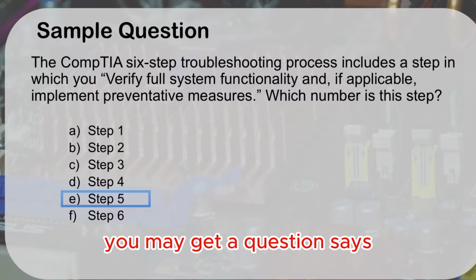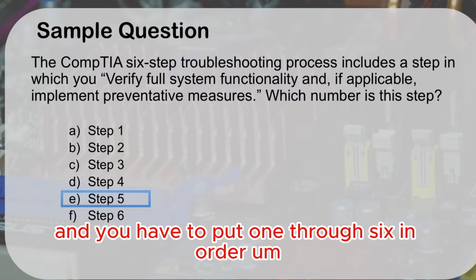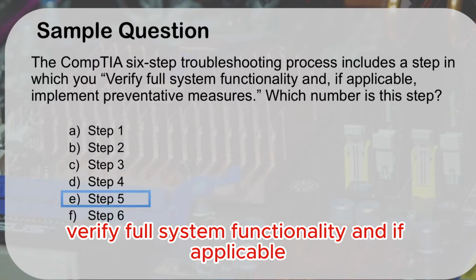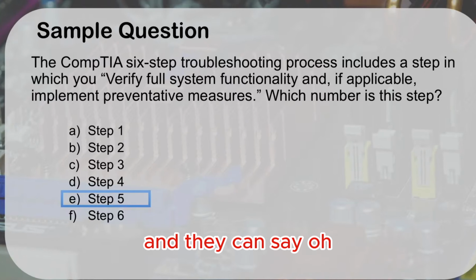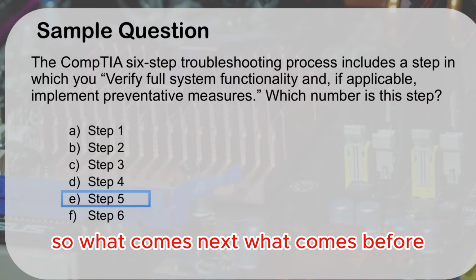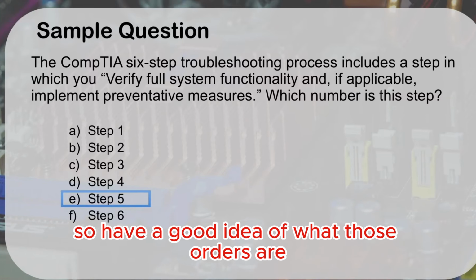You may get a question that says, put these steps in order. You'll have to put 1 through 6 in order. You may get, this is this step. What comes after verify full system functionality and, if applicable, implement preventive measures? And then you'd say, oh, that's documenting my outcomes, right? And that would be step 6, right? So what comes next? What comes before? Have a good idea of what those orders are.